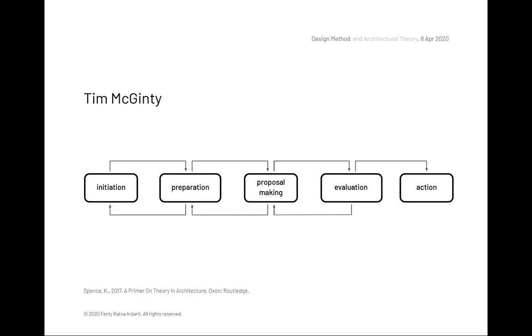Tim McGinty, on the other hand, proposed other terms for illustrating the design process model. He depicts initiation as the starting point of a design process, and then it's followed by preparation, proposal making, and evaluation. Tim called the manifestation of this model as action. As you can see in the diagram, the nature of initiation until evaluation stage is iterative. It means that those stages are able to be revisited again before proposing an action.